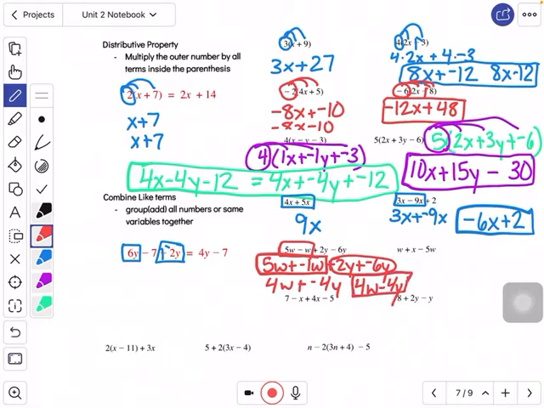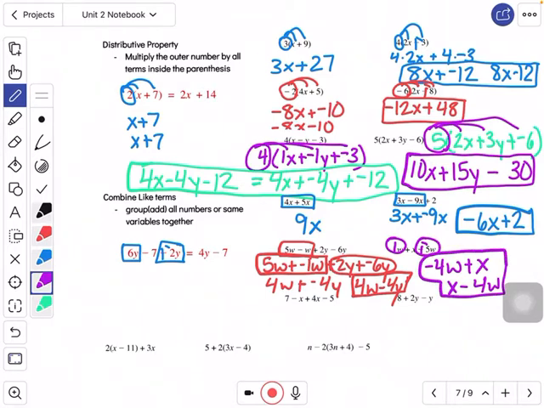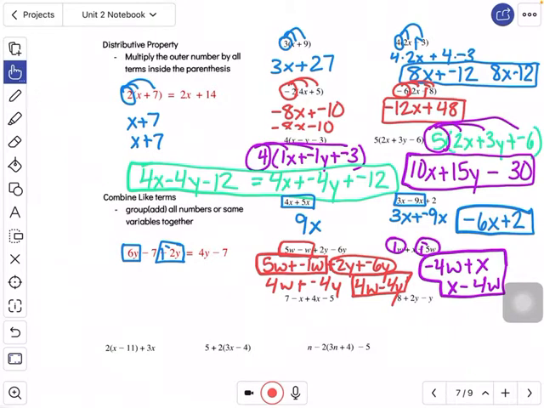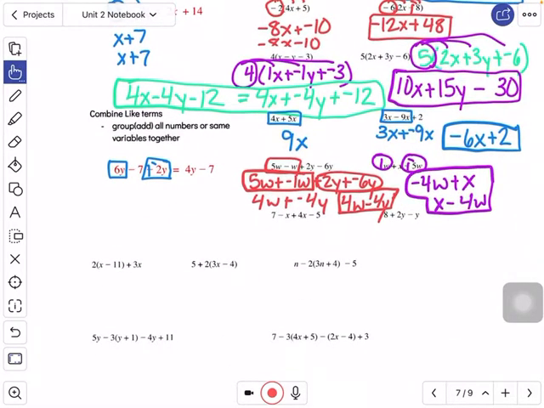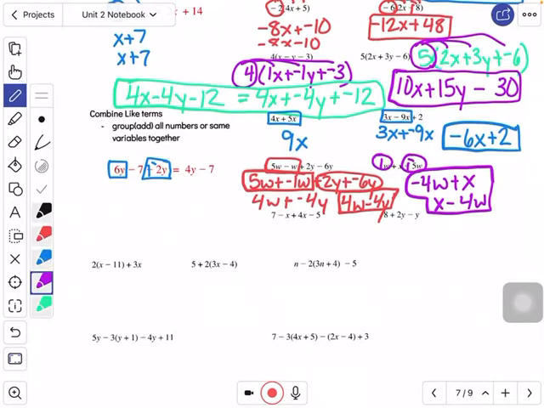All right, the next one, 1w plus negative 5w. So those are your like terms. So that is negative 4w plus x. You could also write this as x minus 4w. Either of those would be acceptable. I think technically it's supposed to go in alphabetical order, so the w would come first. Moving on here.